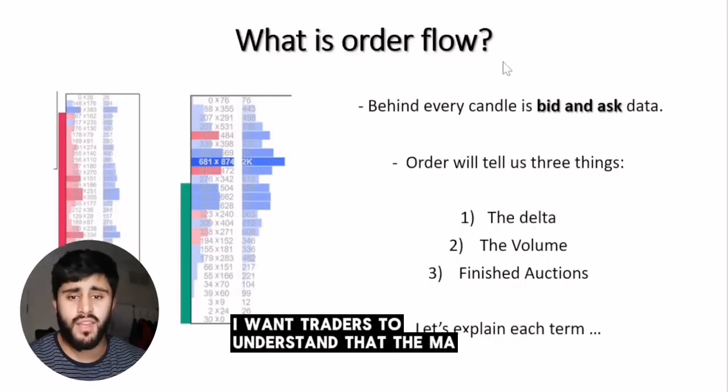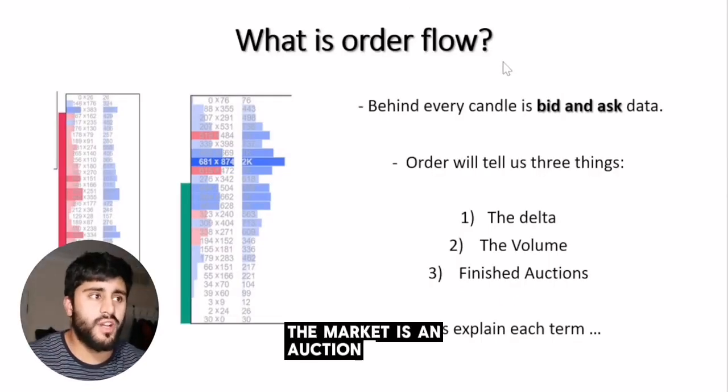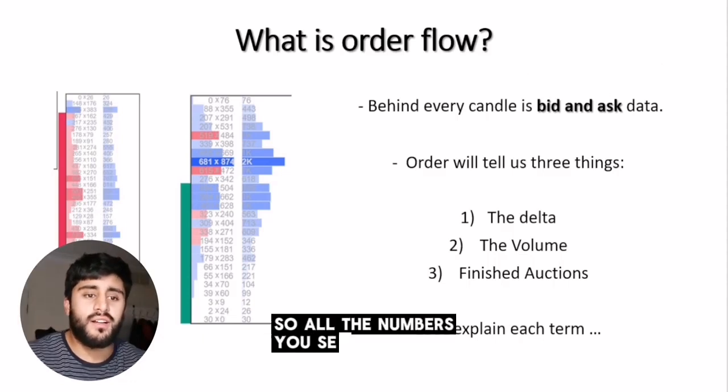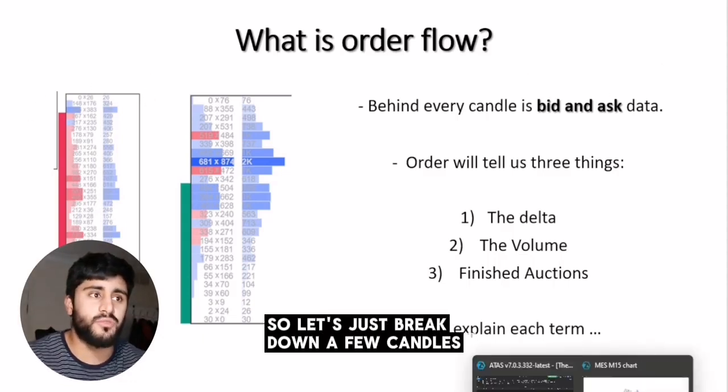Traders need to understand that the market is an auction, right? The market is an auction. So all the numbers you see are simply buyers and sellers. So let's just break down a few candles as we speak.